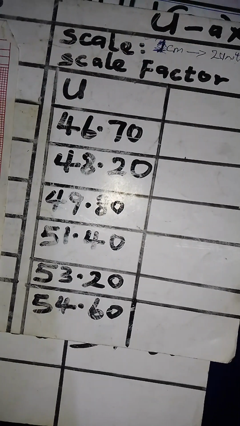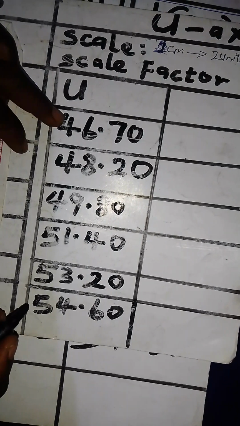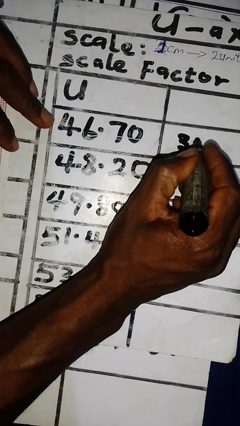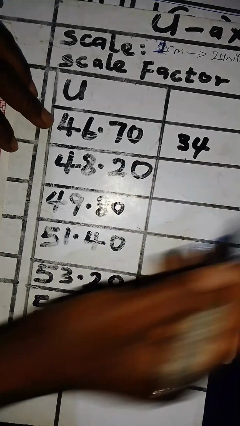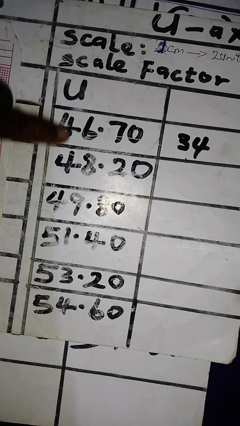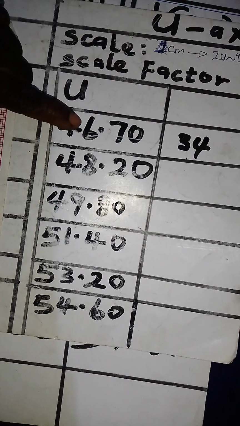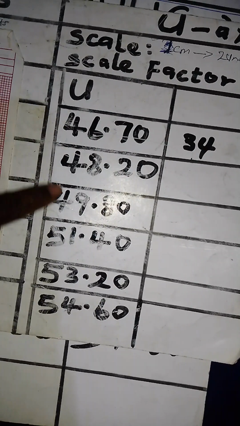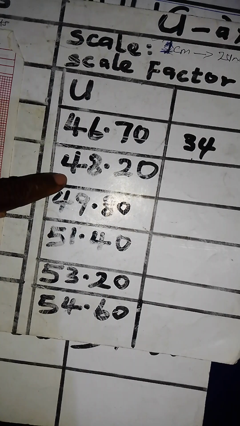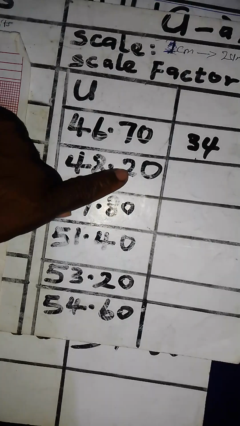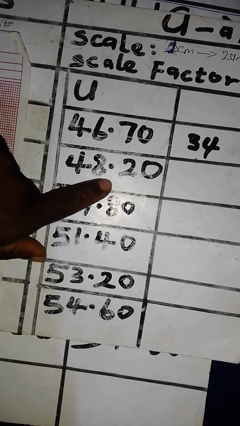Divide 46.7 by 0.2. You are going to get 33.5, approximately 34. So this is 34 units. We have converted by dividing, but instead of using 46.7, use 6.7, because remember, we didn't start from 0. We started from 40. So always subtract 40 from each of them. Likewise 48.2 becomes 8.2.